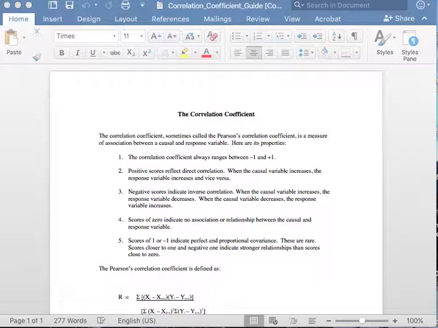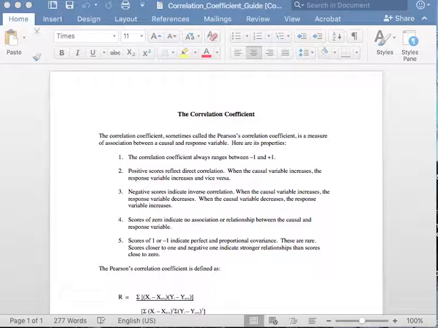variable. A few properties to note about the Pearson's correlation coefficient. One is it always ranges between -1 and +1. Positive values reflect a direct correlation. That means that as the causal variable increases, the response variable also increases. Negative scores indicate an inverse correlation, and this is to say that when the causal variable increases, the response variable decreases. Conversely, when the causal variable decreases, the response variable increases.